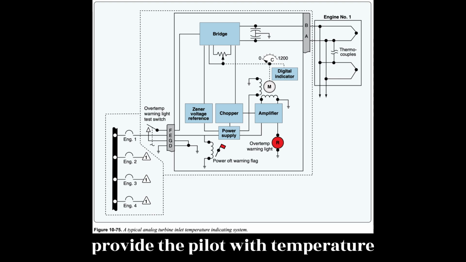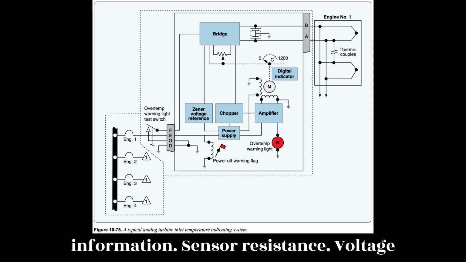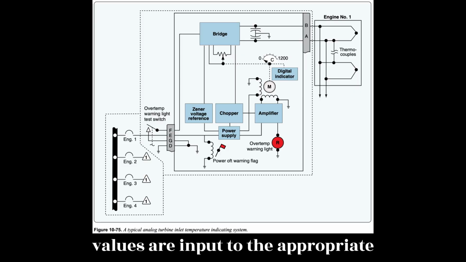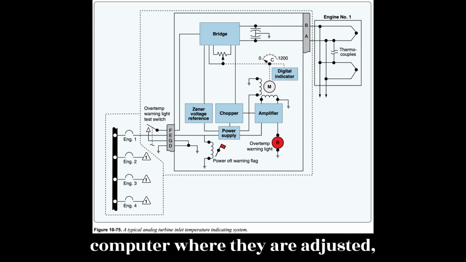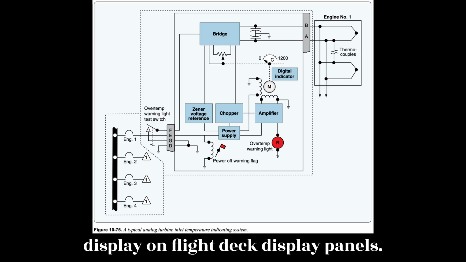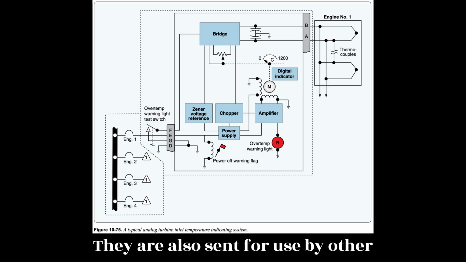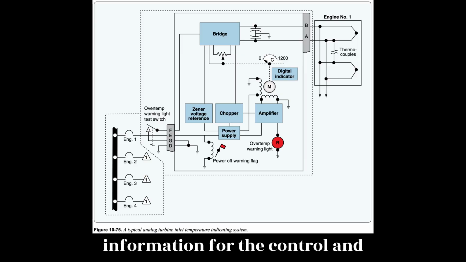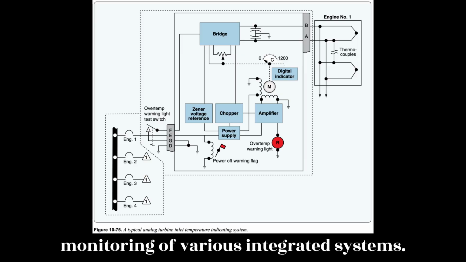with temperature information. Sensor resistance and voltage values are input to the appropriate computer, where they are adjusted, processed, monitored, and output for display on flight deck display panels. They are also sent for use by other computers requiring temperature information for the control and monitoring of various integrated systems.